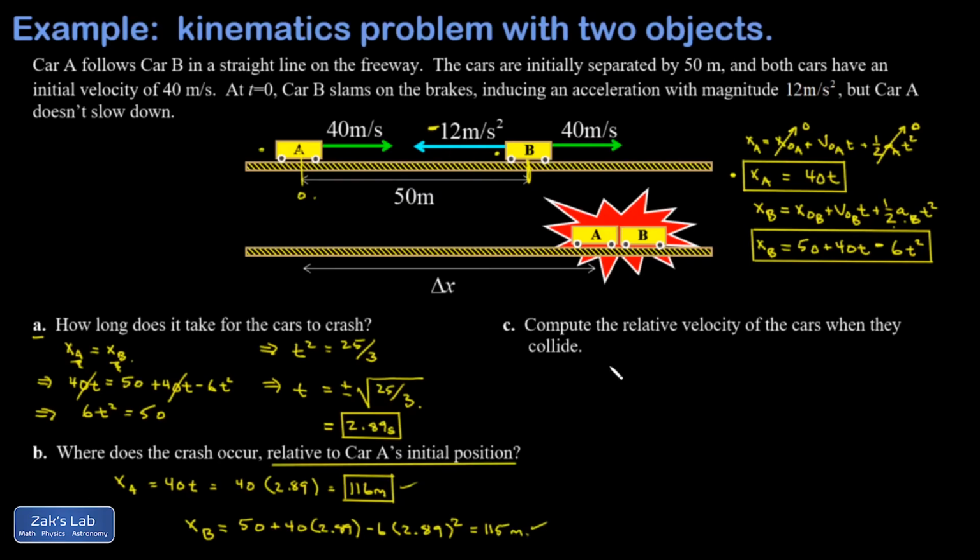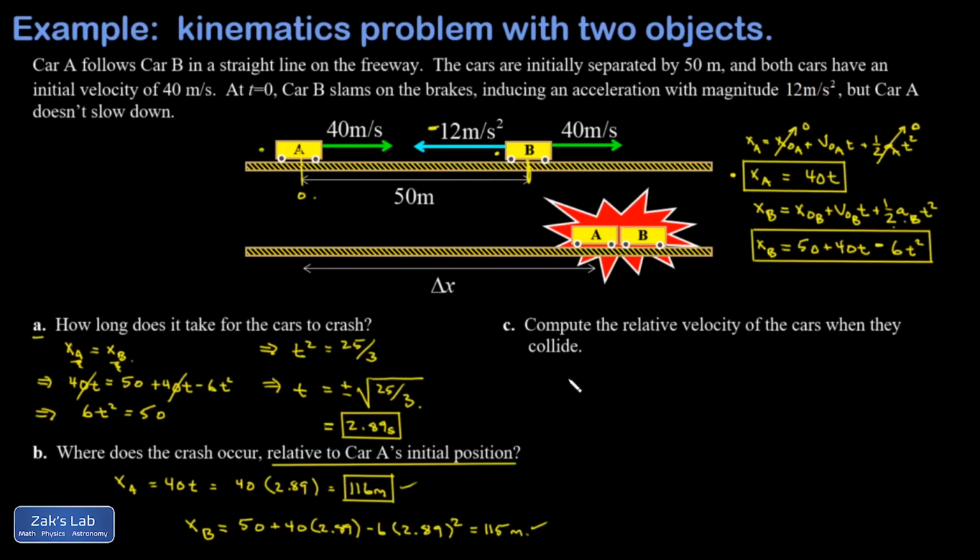In part C, we're asked for the relative velocity of the cars when they collide. Relative velocity, if two objects are going in the same direction, would just be the difference in the speeds. Like if a 40 meter per second car ran up on a 20 meter per second car, there's a 20 meter per second difference between them. So it's the relative velocity when they crash. If two objects are coming at each other, the speeds would add. And to answer this, we're going to get the speed of each car.